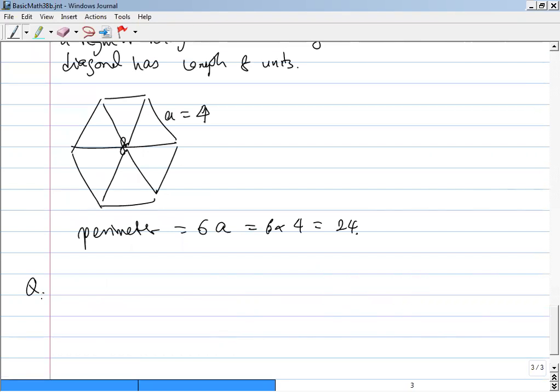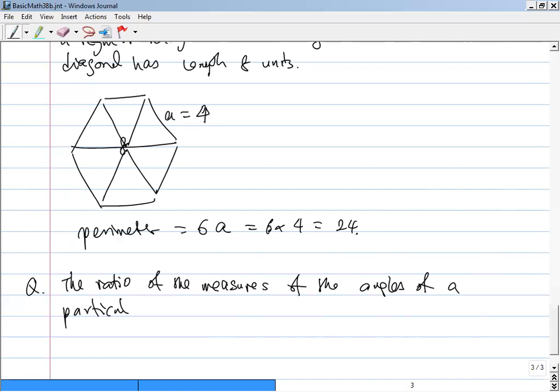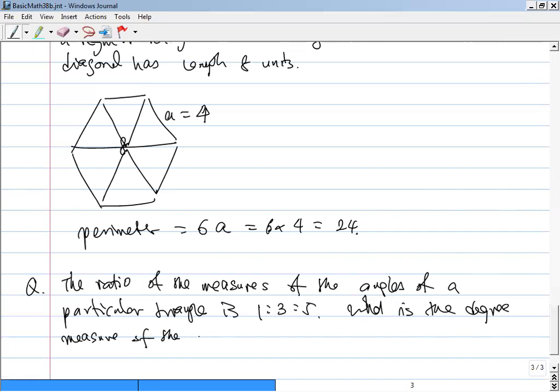So our next problem is: the ratio of the measures of the angles of some triangle is 1 to 3 to 5. What is the degree measure of the largest angle?